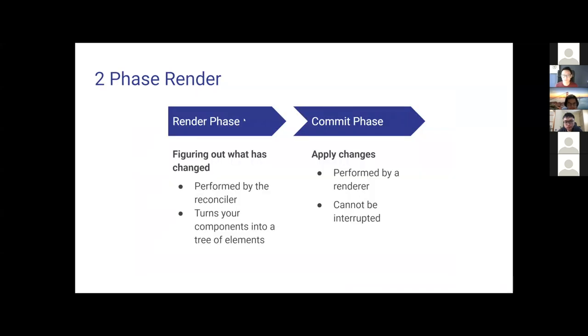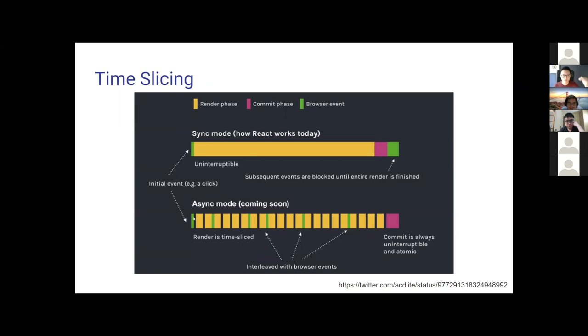So if you go back to this, the commit phase is still not interruptible. The commit phase is still done as one chunk. So if your commit phase is expensive, then that's too bad. Concurrent mode will only optimize the render phase, and the way it does it is that they call it time slicing, where you slice the render into different time slices.